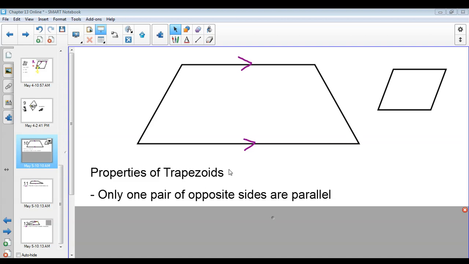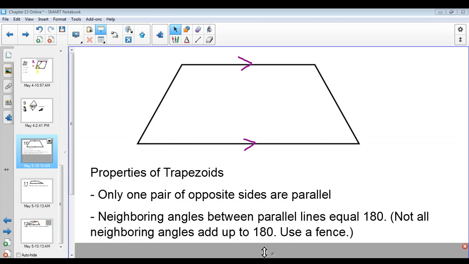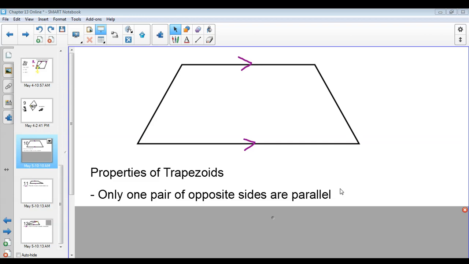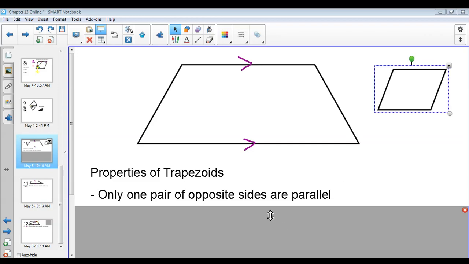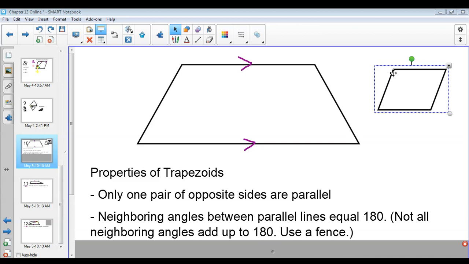And inside this trapezoid, we have four angles again. So we're still dealing with a four-sided, four-angled shape. However, those angles have different rules and properties as well. In that rhombus or parallelogram, we saw that neighboring angles would add up to 180 degrees. So this angle in the top left plus this angle on the top right would equal 180. Or this one in the top left plus this one in the bottom left would equal 180. That's not true in a trapezoid.